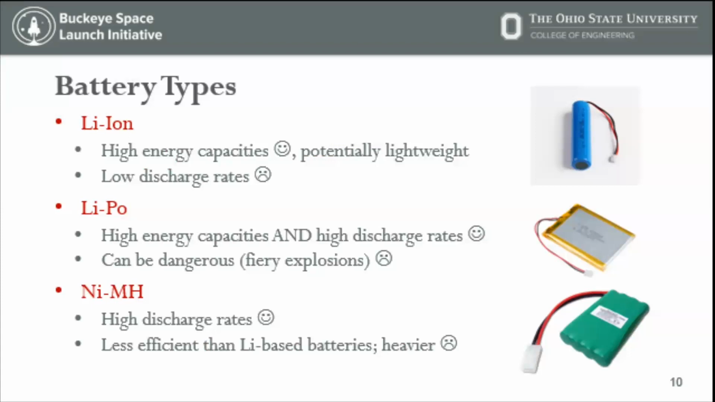They have high energy capacities, so one cell, for example, that cell on the right would be measured energy capacity at 2200 milliamp hours. What that means is that 1 milliamp hour means the battery can supply 1 milliamp of current for 1 hour. So 2200 milliamp hours is 2200 milliamps for 1 hour, or 2.2 amps for 1 hour.